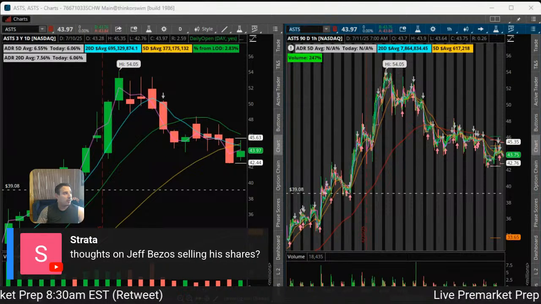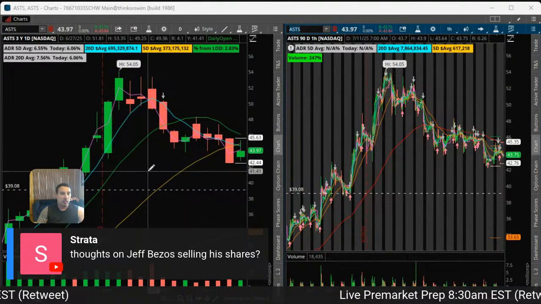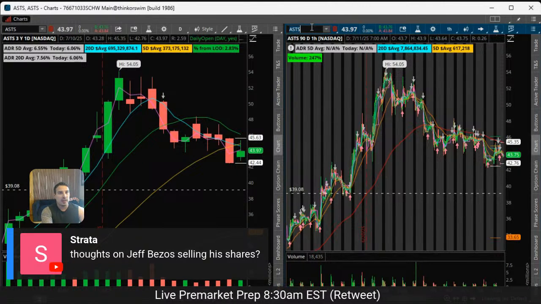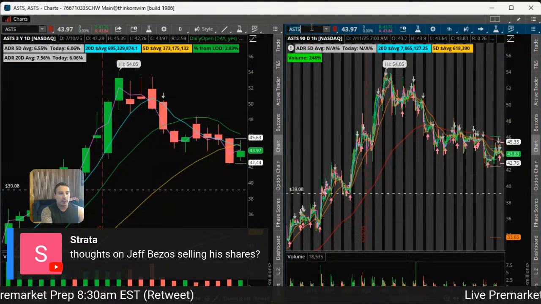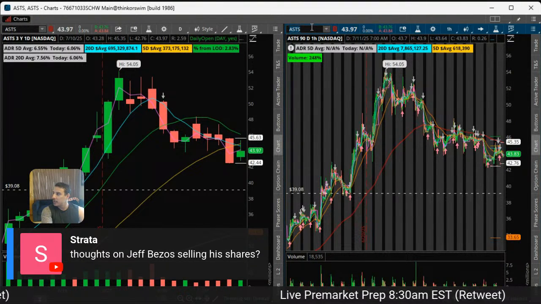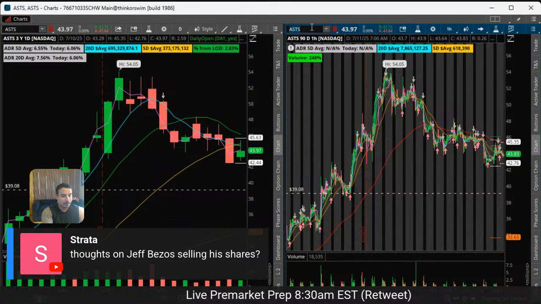Thoughts on Jeff Bezos selling his shares? Well, he's probably got a lot of shares to sell. You don't ever worry about somebody selling when they've got millions of shares. I mean, that's like peanuts. You know what I'm saying? He's got to sell some. People sell shares all the time for all sorts of reasons.